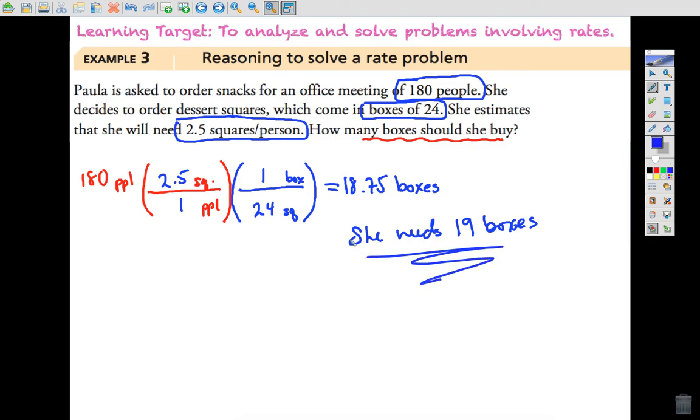Okay, and so there's an example of solving a problem or reasoning to solve a rate problem. Very, very similar to what you did in Math 10.